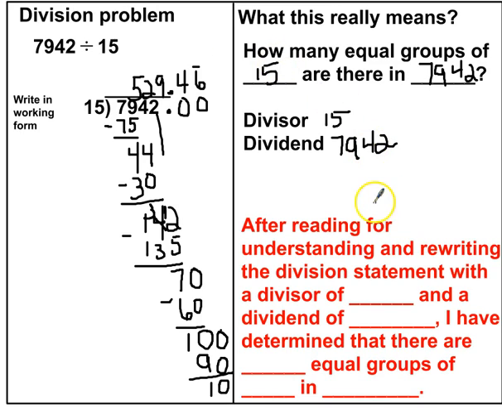So now we're going to use our sentence frame. After reading for understanding and rewriting the division statement with a divisor of 15 and a dividend of 7,942, I have determined that there are 529 and 46 hundredths equal groups of 15 in 7,942.